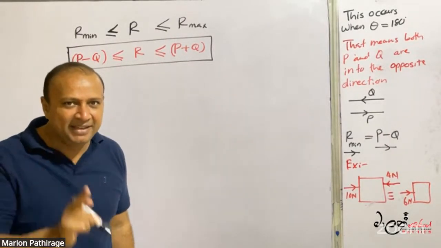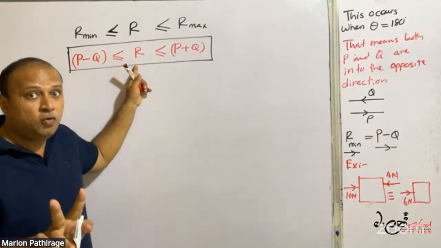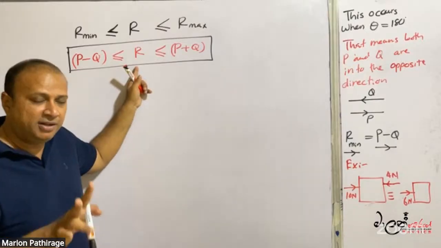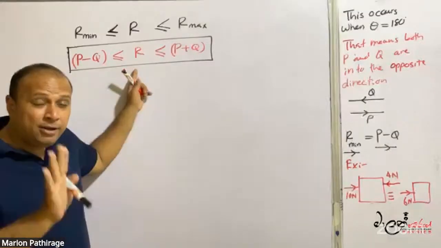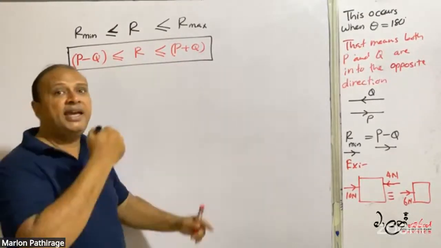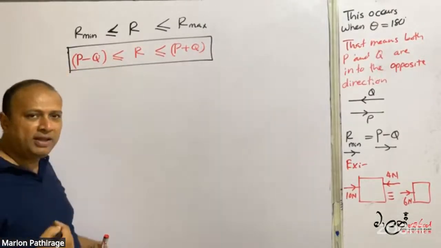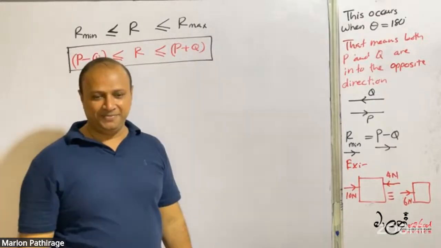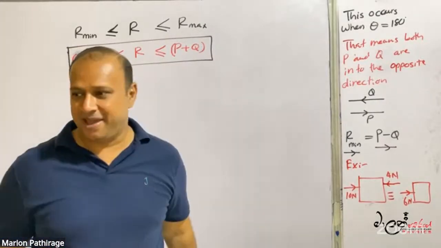What is R? R means the resultant force of any two vectors. The resultant vector of any two vectors cannot get a value which is higher than P plus Q or which is lower than P minus Q. Is that clear? If it is clear, please raise your hand.